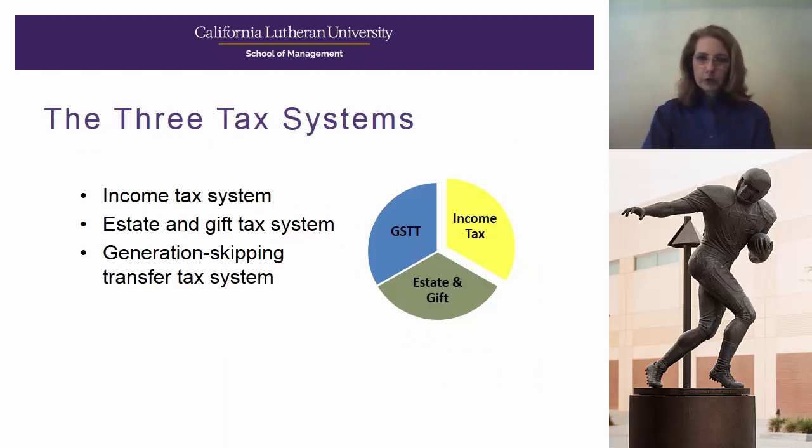We're also going to focus on one of the 3 tax systems in this class. There are in fact 3 tax systems: the income tax system, which is the focus of this class, the estate and gift tax system, and the generation skipping transfer tax system. Now, these are 3 separate and distinct tax systems. Sometimes they overlap and sometimes they parallel each other. Sometimes they contradict each other. But we will be focusing on the income tax system in this class.